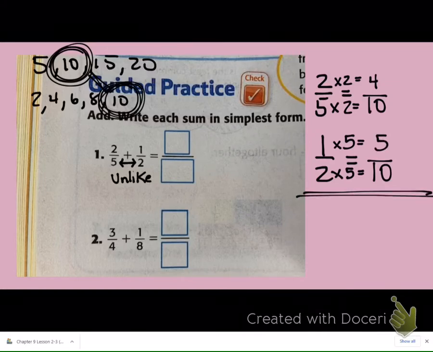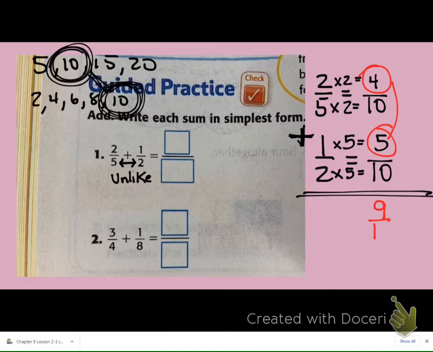Now, it's just a matter of going ahead and adding. So let's take those two top numbers. We have a 4 and we have a 5. We're adding 4 plus 5. That's equal to 9. Last step, can we simplify or reduce 9/10?